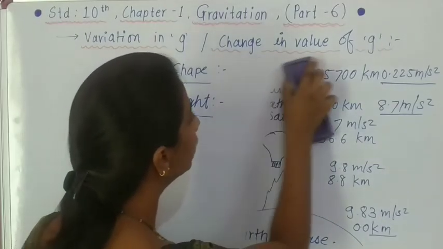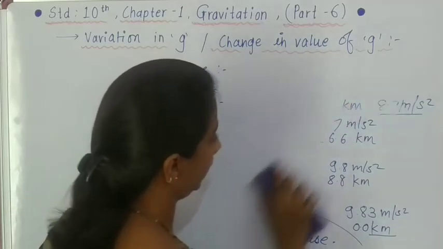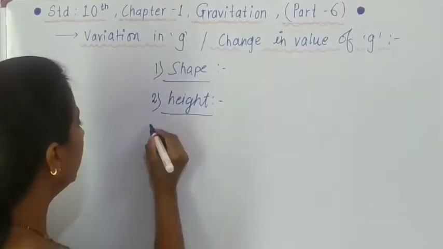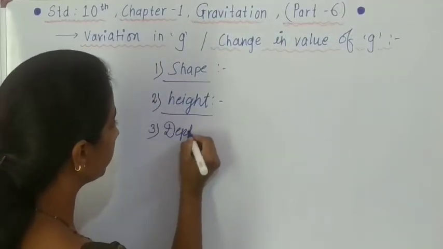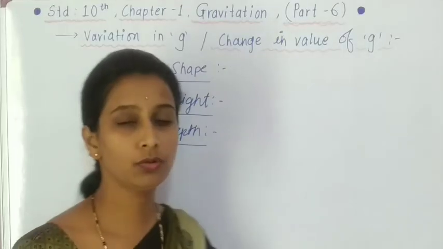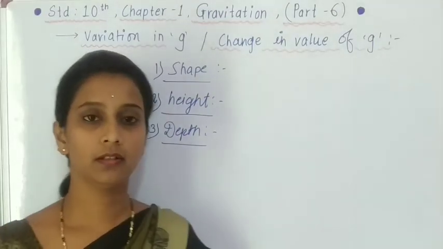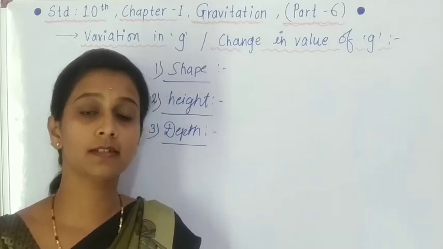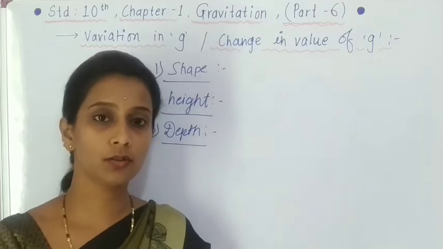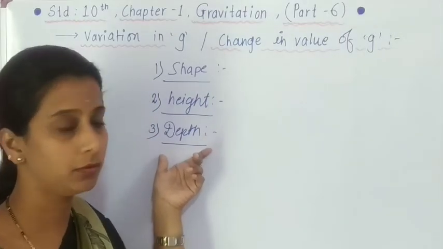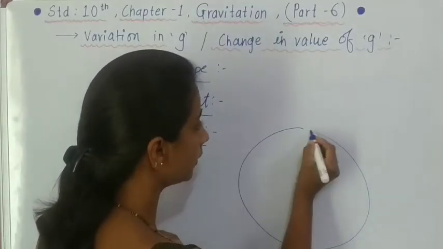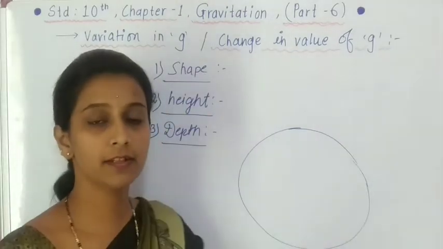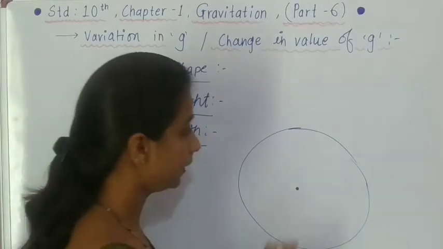Now students, come to the next point, the next condition, and that is the depth of the earth. Let us see about the depth of the earth. Now students, what is depth? If we try to go towards the earth's center from its surface, then it is called going towards the depth. Okay, suppose this is the earth, just suppose. Okay, this is the earth. Now, this is the center of the earth.